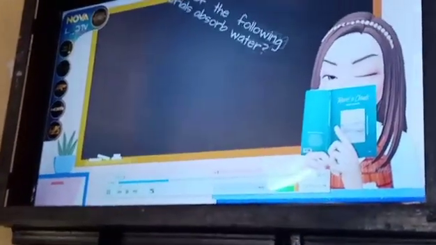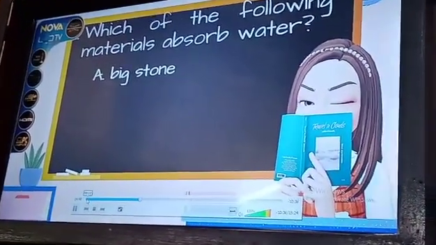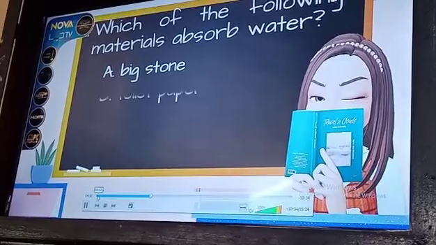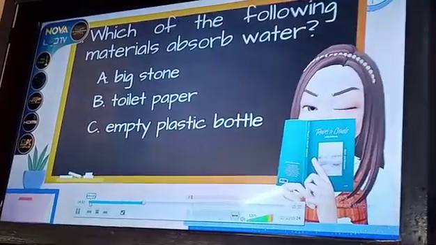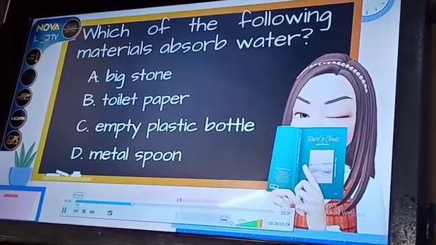Now, get your notebook and try to answer the following questions by writing the letter of the correct answer. Are you ready? Number 1. Which of the following materials absorb water? A, big stone. B, toilet paper. C, empty plastic bottle. D, metal spoon.